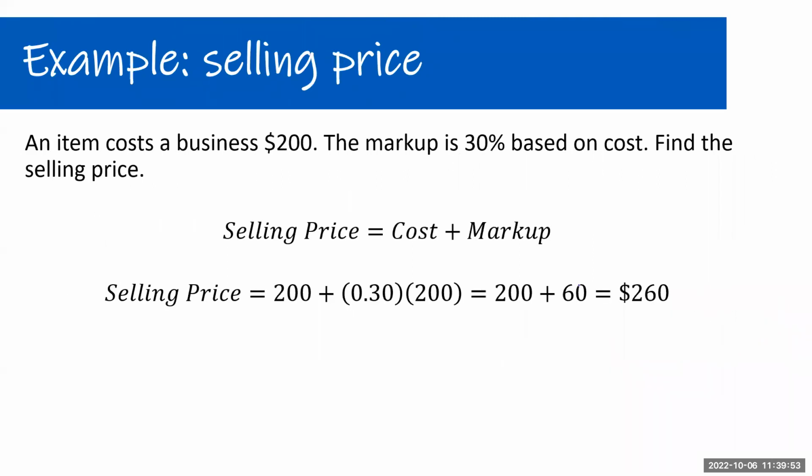For example, if an item costs a business $200 and the markup is 30% based on cost, let's find the selling price. Well, the selling price is just our cost plus our markup, and we're looking for our selling price. So it costs the business $200, and our markup is 30% based on that cost. So it's 30% of that cost, so 0.3 times that cost. And that's going to give us $260.